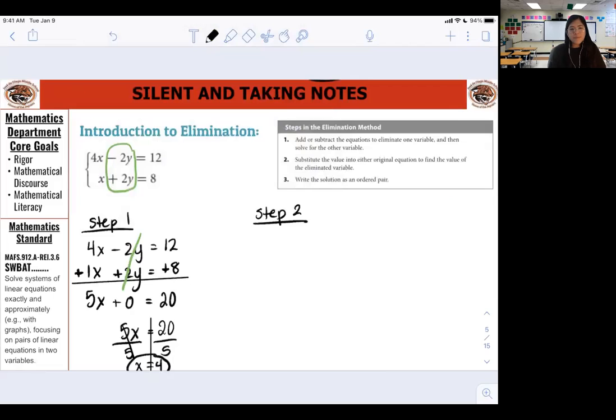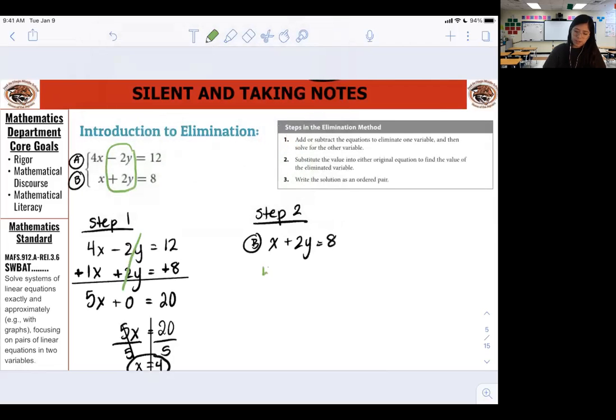All right. I got x equals 4 in step 2. Now I'm going to plug that back in. Do you guys want me to plug it into equation A or into equation B? B because it's easier. Yeah, B is a little easier. The x doesn't have a coefficient, so it's a little less work. So I just plug that right in.